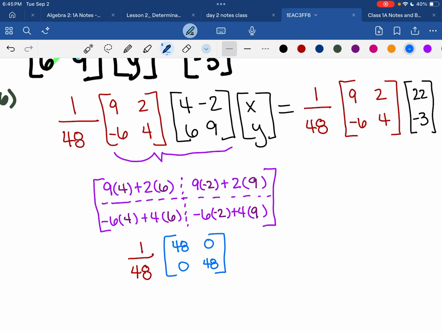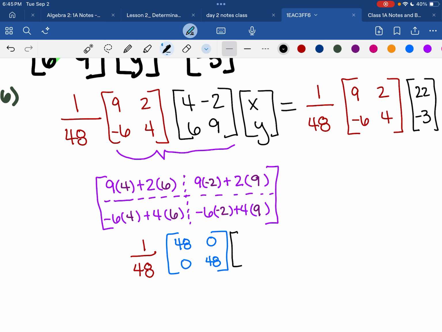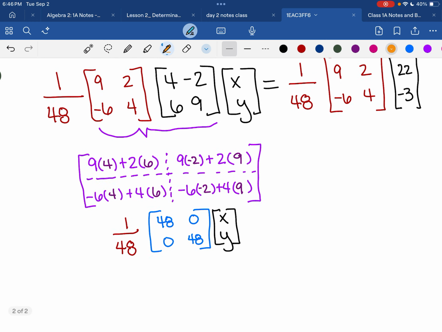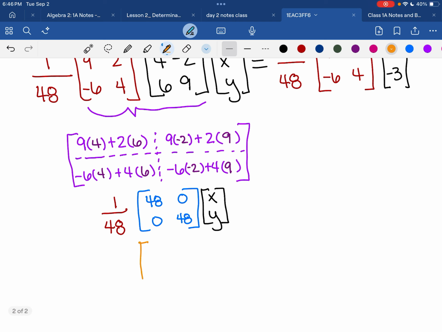All right. And then of my original problem, I have X and Y. What I've done is the multiplication to prove that I created the correct inverse matrix, the red matrix next to the black one above the purple arrow. Since my denominator of 48 matches my diagonal with 48, if I take 1/48 times both those 48s, I'm going to get an awesome identity matrix, which is 1, 0, 0, 1.